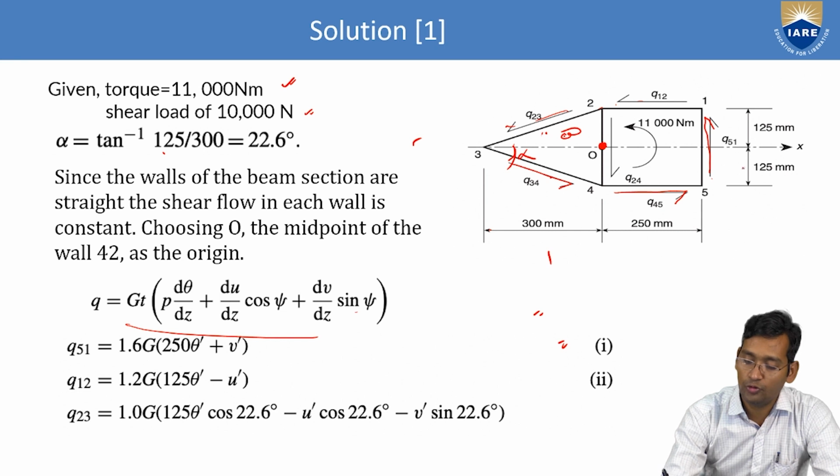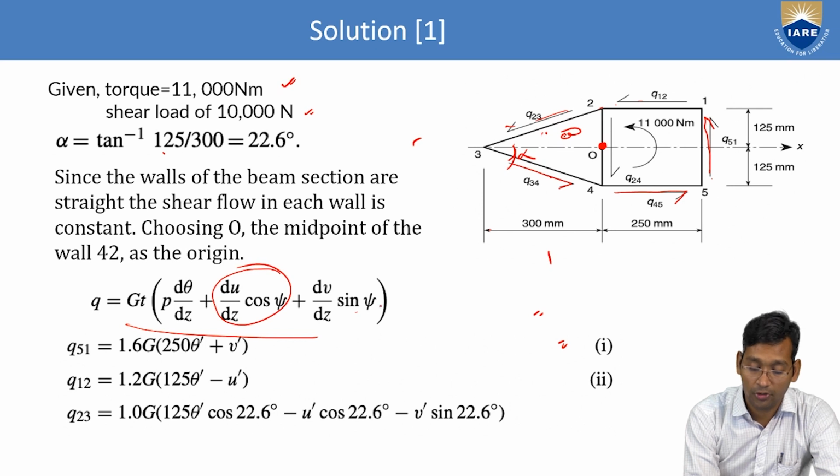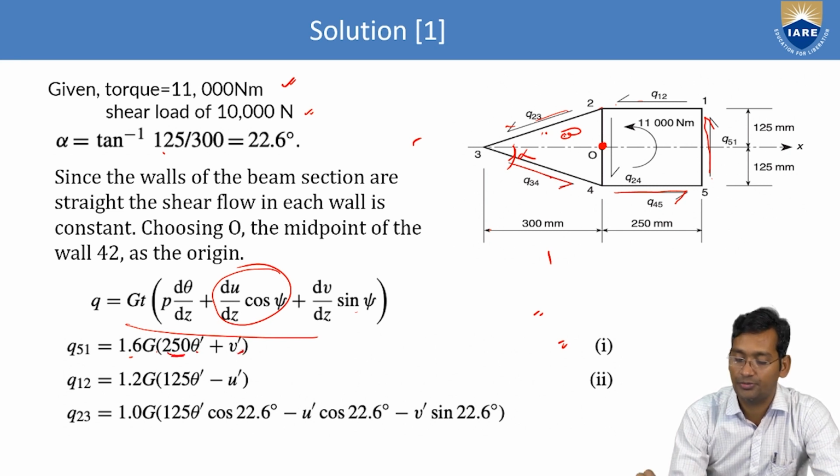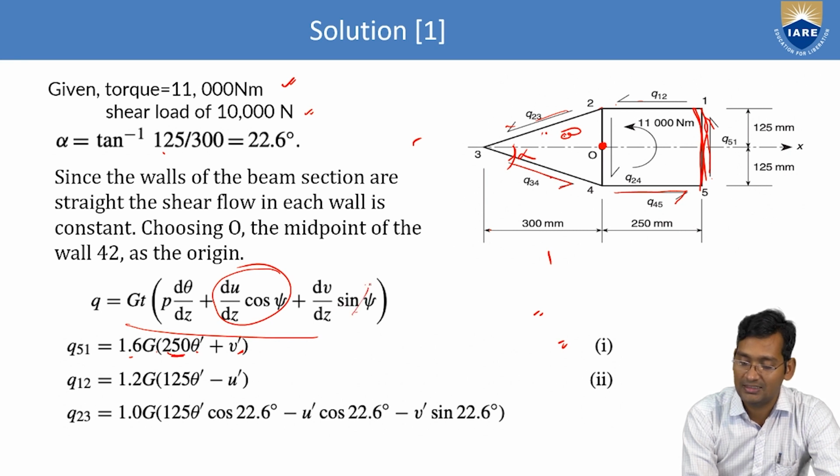Now for q51, the u term will be 0 because of this one. So finally we have 1.6 G, that value is given, and p is 250, theta dash plus v dash. This total length is 250. So 250 theta dash plus v dash times sine 90, which is 1, so dv by dz, that is v dash. Now for q12, here v will be 0 and u will be there. So 1.2 is the thickness given for this one. So G into how much is this given?